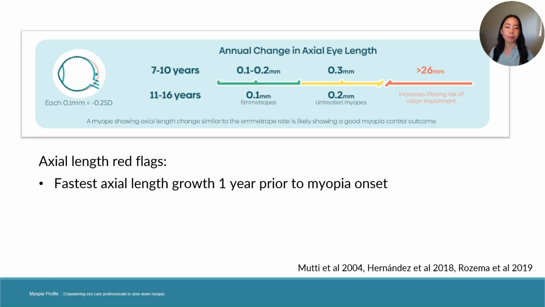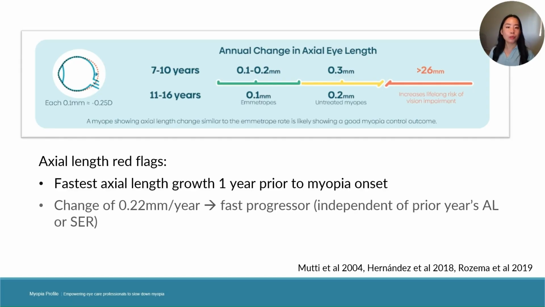So make sure to follow up closely on those that you suspect to be pre-myopes if you notice this amount of growth. The CLEAR study also found that growth of 0.22 millimeters in a year was a way of identifying fast myopia progressors, regardless of their previous refractive or axial length history. Therefore, if you note this amount of axial length growth, ensuring appropriate follow-up schedules and providing the best interventions is especially important in these cases.